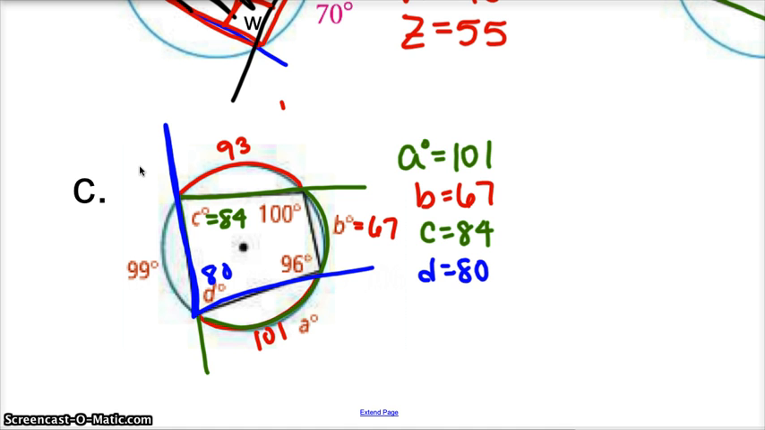Because I'm at a four-sided figure inside, I know that they must equal 360, so I'm going to go ahead and add them all up just to make sure we didn't goof anywhere. And when I add up all of those degrees, they all did add to 360, so I know I did it correctly. Okay, next page.